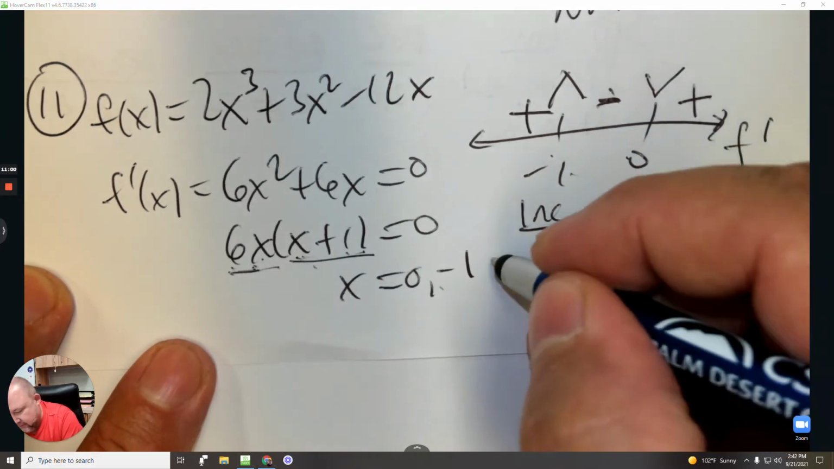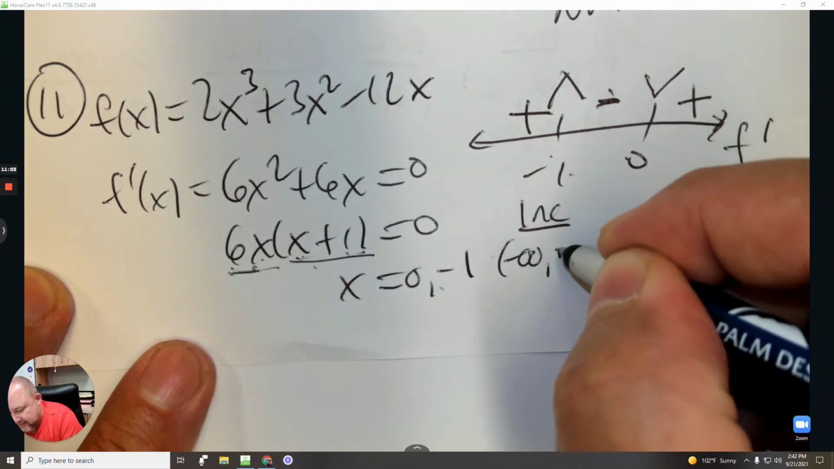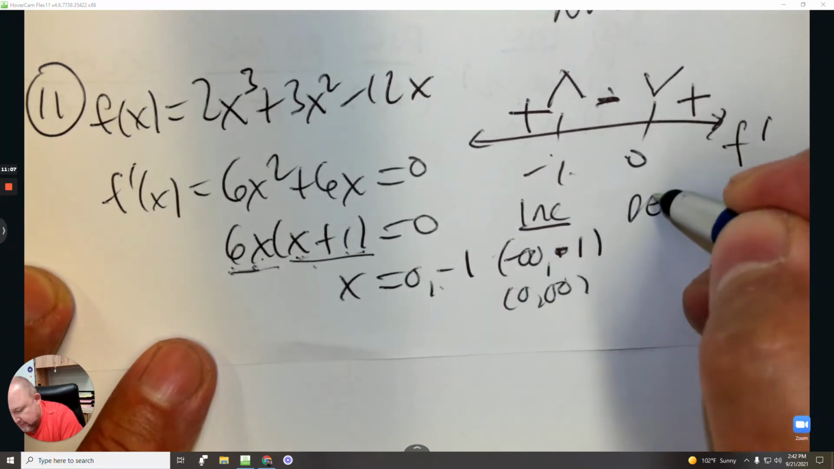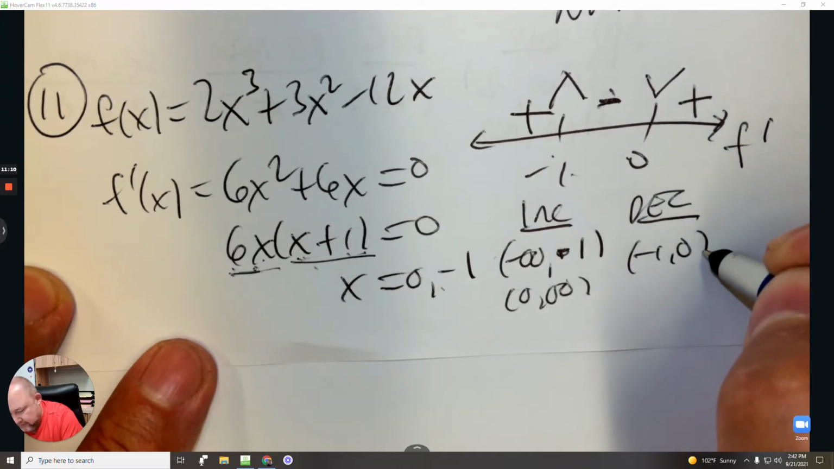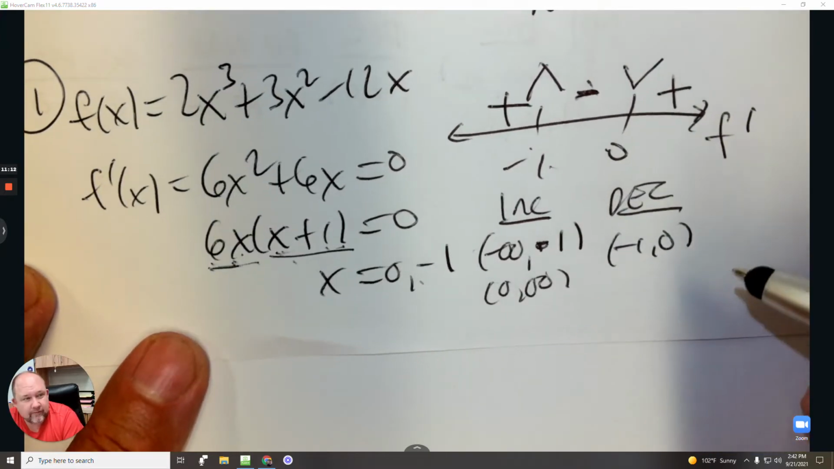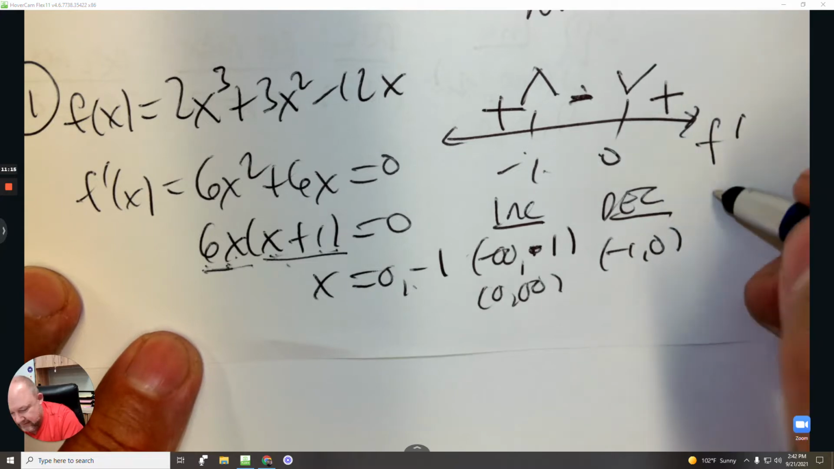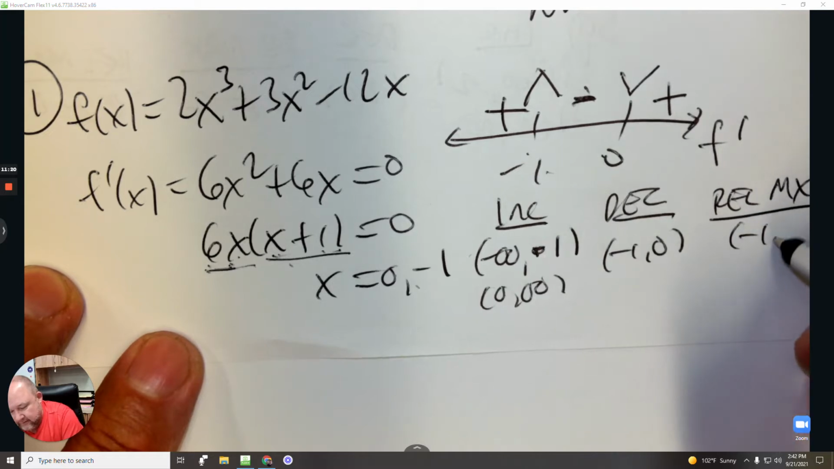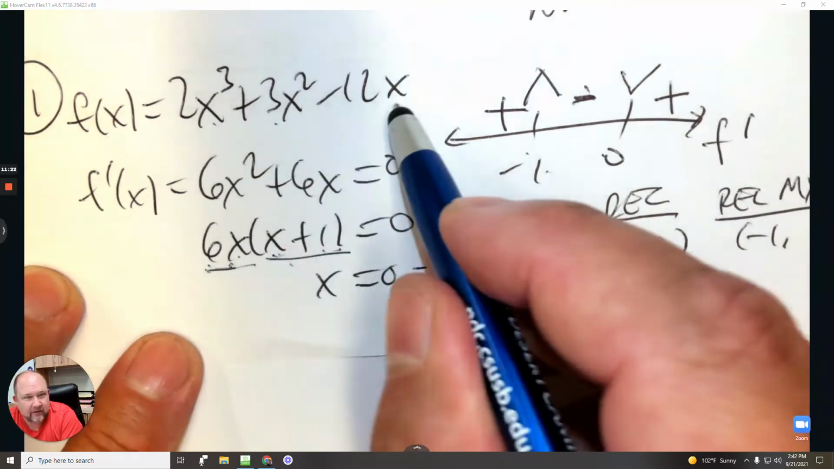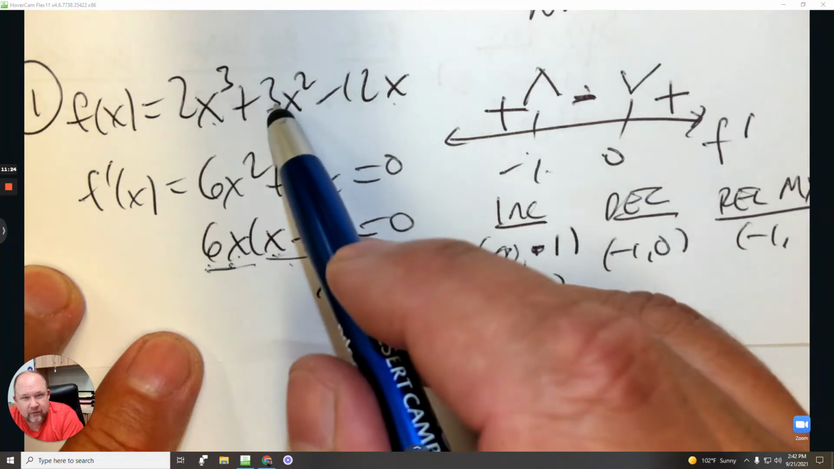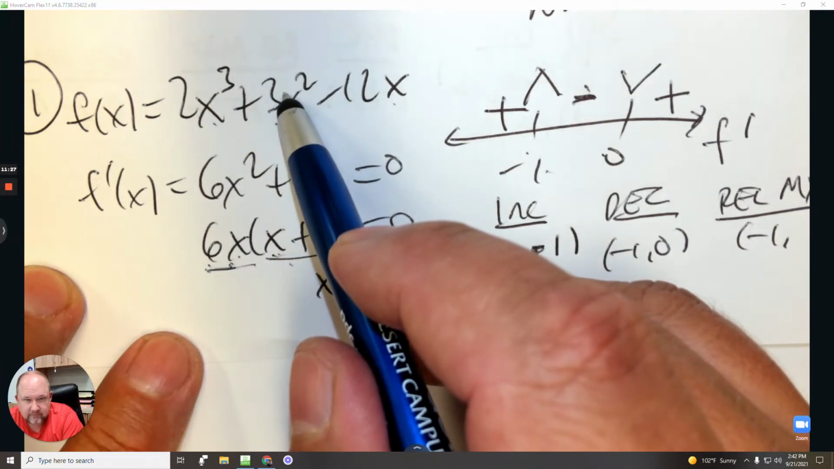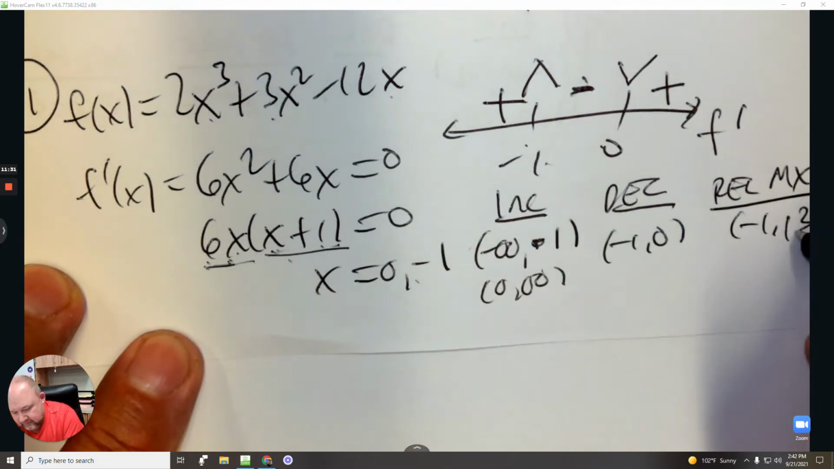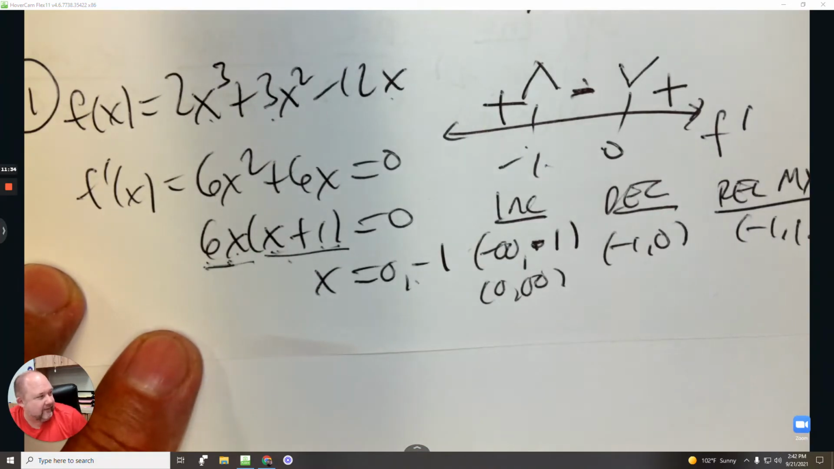So first of all, it increases from -infinity to -1 and 0 to infinity. It decreases from -1 to 0. And then we have a max at -1. Now, if I plug -1 into here, what do you get? -2 plus 3. That's 1. And then a negative is 12. So it's 13. So there's a maximum at -1 and 13.